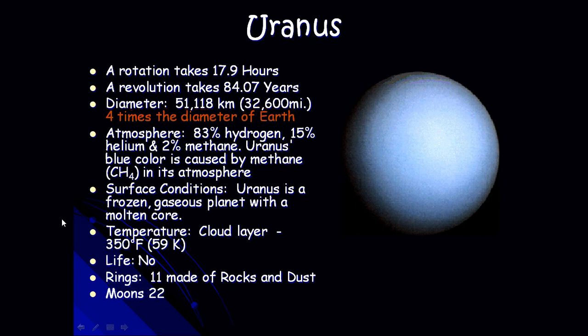The atmosphere is 83% hydrogen, 15% helium, and 2% methane. Uranus' blue color is actually caused by the accumulation of methane gas in its atmosphere. The surface conditions feature frozen temperatures, as a gaseous planet with a molten core. Its temperature in its cloud layer is 350 degrees Fahrenheit, and it cannot support life. It also has 11 rings that are made of rocks and dust. And finally, it features 22 moons, or 22 natural satellites.